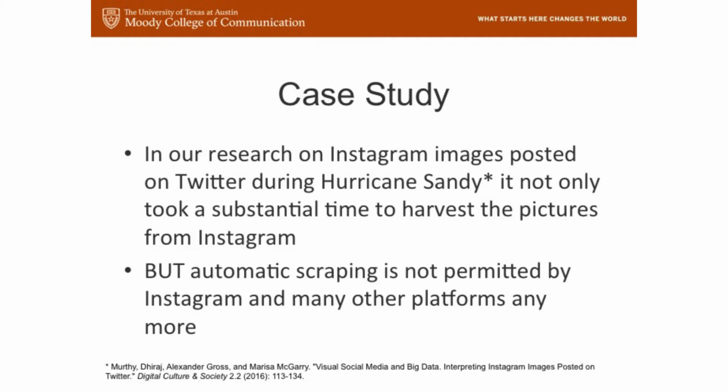So the case study in terms of this is that we were looking at these Instagram images posted on Twitter during Sandy, harvested them, and now Instagram doesn't allow you to scrape. So there are other methods you can use. A lot of research that's done now in visual platforms where you can't actually collect the data directly from the platform involves doing things like taking screenshots and other things. So there's an additional layer now of how do we actually get the data. Or what laws you may be willing to break.